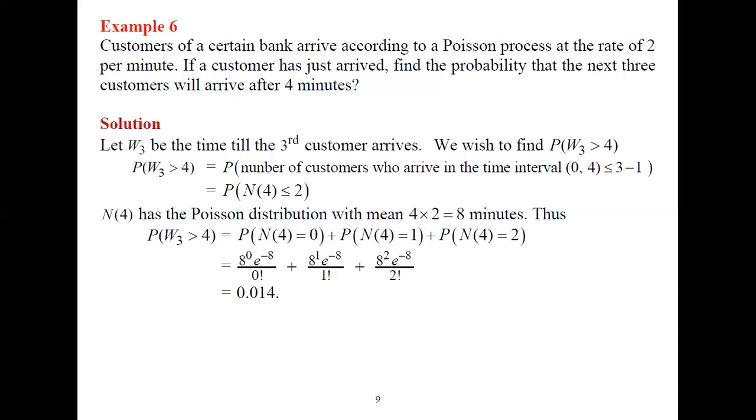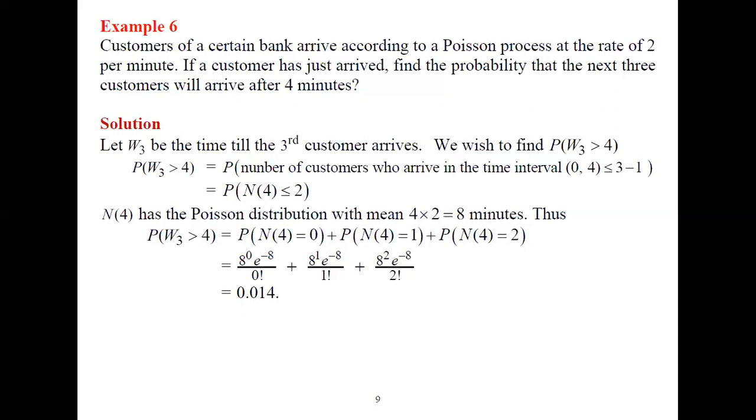So before 4, how many customers do you have? It could be 0, it could be 1, it could be 2. Please wait. Before 4 minutes, how many customers are you likely to have? We have 0. The 3rd customer came after four minutes. We know that the 3rd customer came after 4, but we don't know about the first 2. The first 2 may be before or after.